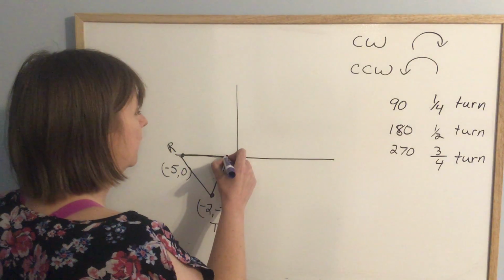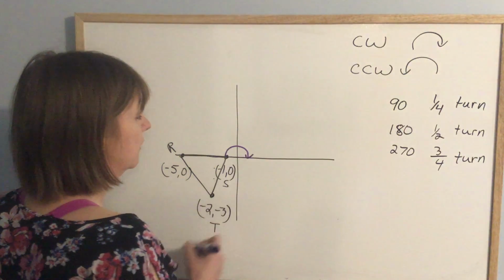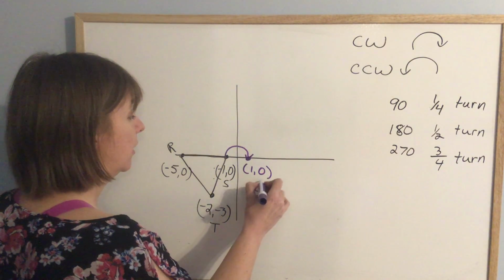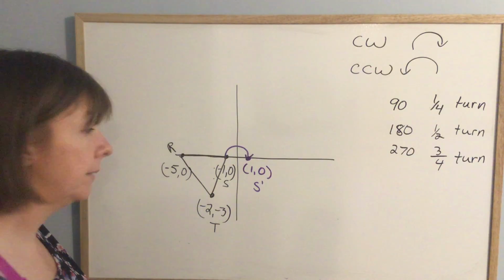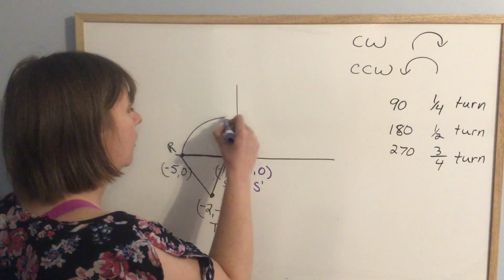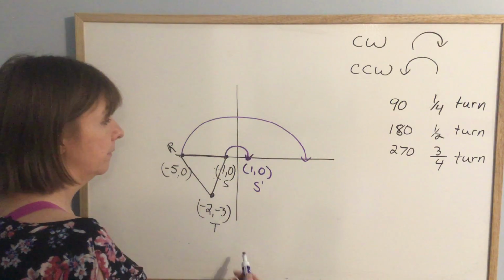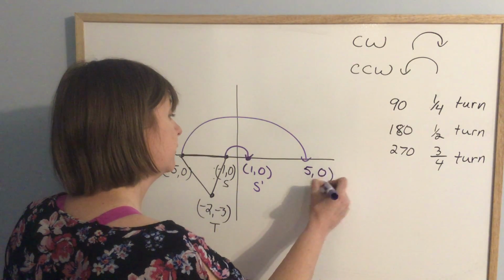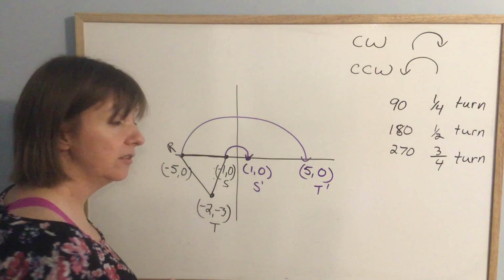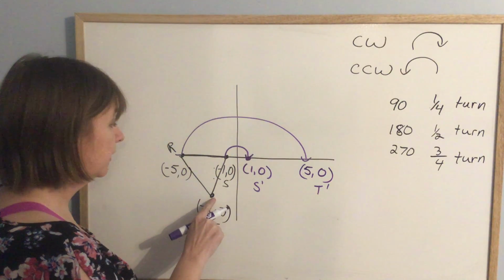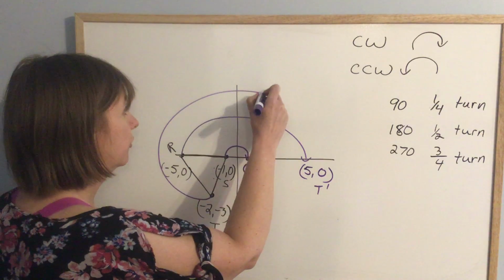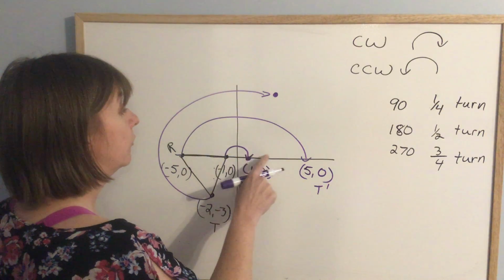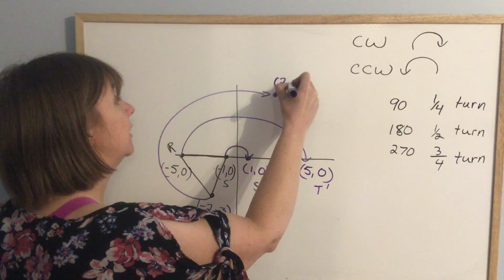So this point is going to go 180 degrees to here. It is now at 1 and 0. That would be S prime. This one is going to go 180 degrees, so it's going to do a full turn. It's now going to be at +5 and 0. That is T prime. This is going to go 180 degrees, and it's actually going to be here, which is now forward 2 and up 3.